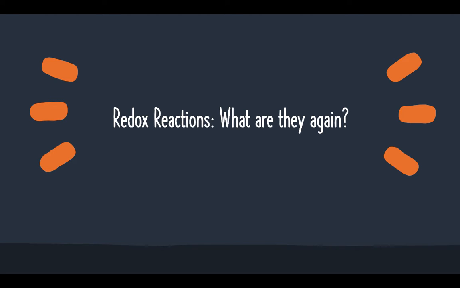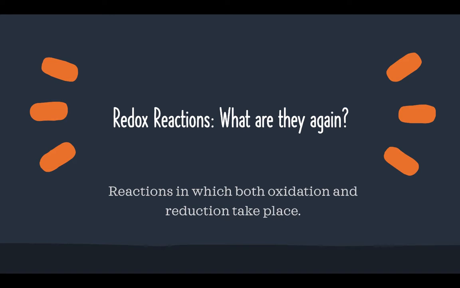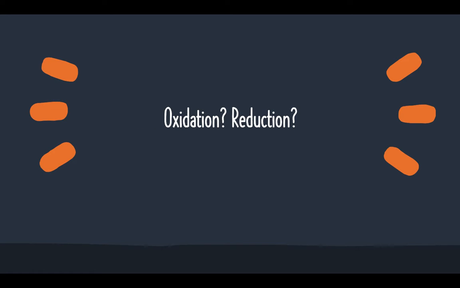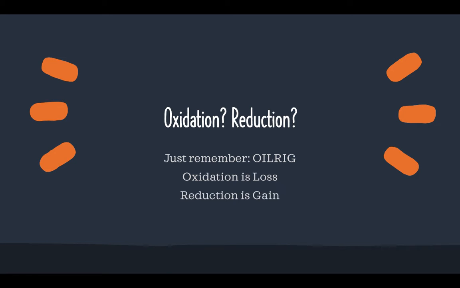So redox reactions, what are they again? Reactions in which both oxidation and reduction take place can be called redox reactions. Wait a minute, oxidation, reduction, just remember OIL RIG. So oxidation is the loss of electrons and reduction is the gain of electrons.